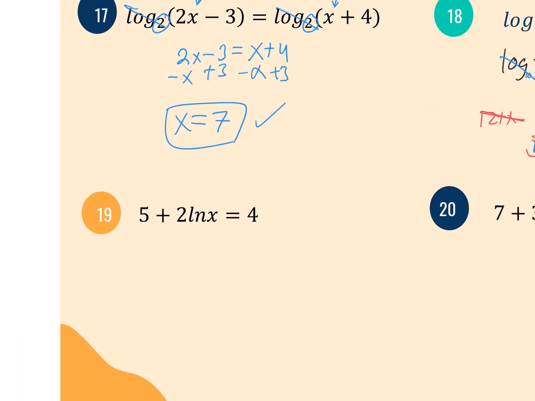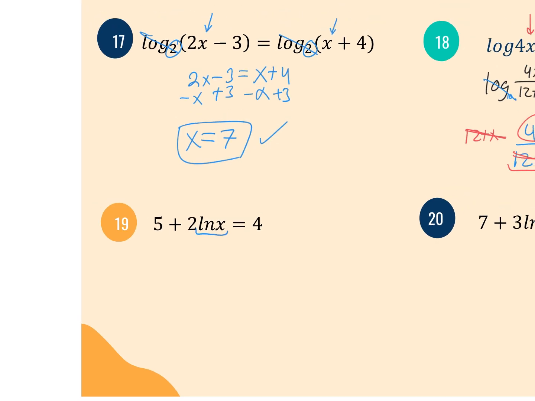Now let's try some of these. You have to do a little bit of manipulation to get the log by itself. I only see one singular log here, and it's an ln of x. So let's try to get that by itself. What I'm going to do is subtract 5 on both sides, and then you get 2 ln of x equals negative 1.